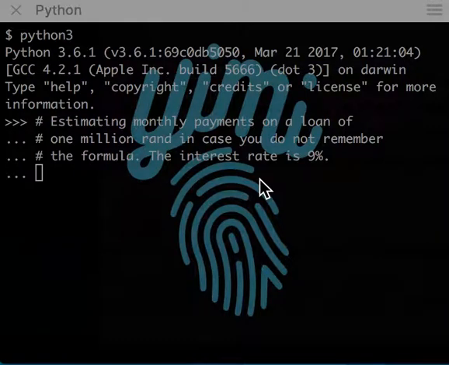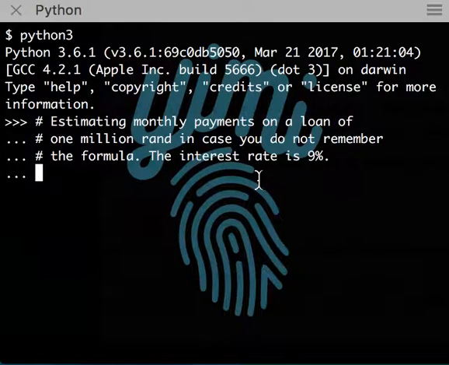Hello there everyone. I've been meaning to make a short video about how to estimate the monthly payments on a loan or mortgage in case you happen to have forgotten the formula, which I do all the time. So we suppose that you want to take out a loan of 1 million rand and the interest rate is going to be 9% for the purpose of this calculation.